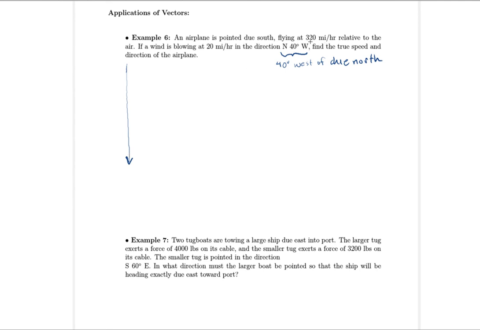But then we have a wind of only 20 miles per hour, so it's going to be a pretty small arrow here, but it's 40 degrees west of north. So I start by pointing myself north, and then I'm going to go west of that. So I have something like this. And this angle right here is 40 degrees. Find the true speed and direction of the airplane.